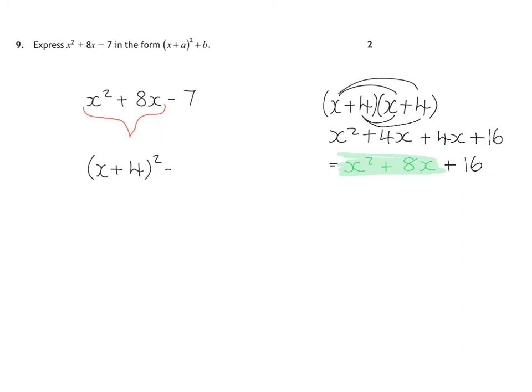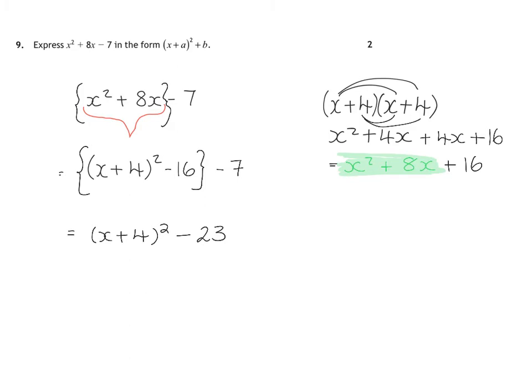So we have to take away that 16, and that makes that bit inside the squiggly bracket the same as this bit here. So we need to then take away 7, because the take away 7 we've not really done anything with. So we get x plus 4 squared, take away 16, take away another 7, which is going to be take away 23. Okay, so this question is worth 2 marks.